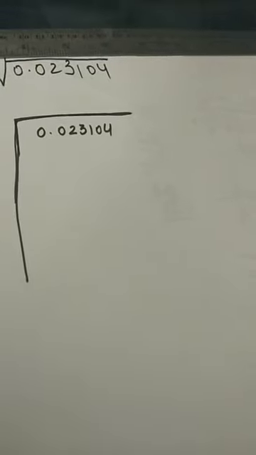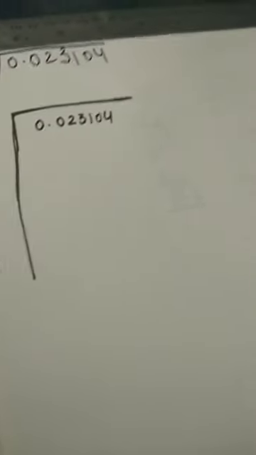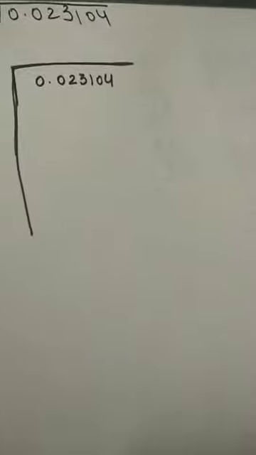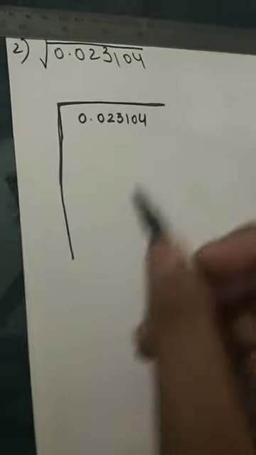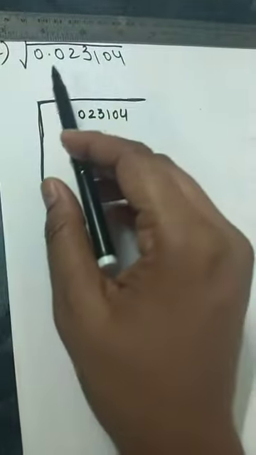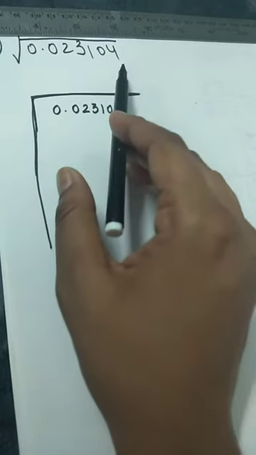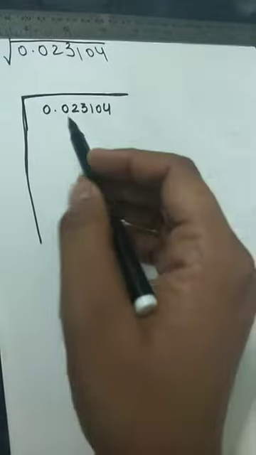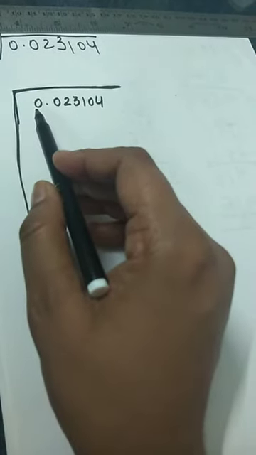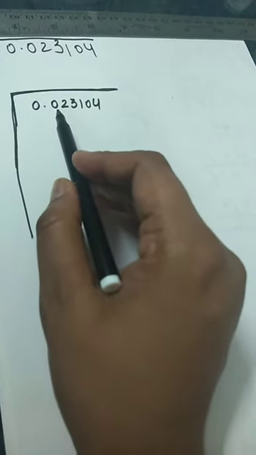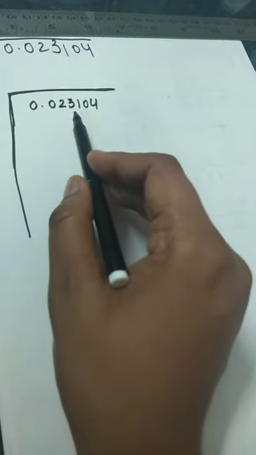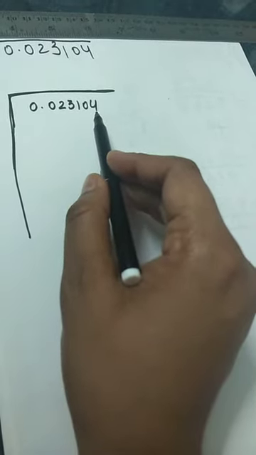Students, we will continue our questions. Again, our next question is to find the square root of this decimal number. Now again we are having whole number as 0 and decimal number given as 0.23104.